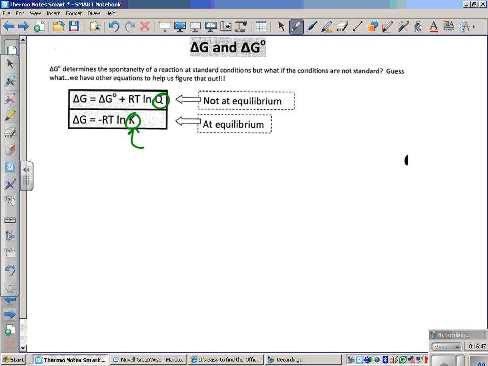These equations relate our equilibrium constant. This is our equilibrium constant. And if you remember, this is our equilibrium constant Q when we're not sure if we're at equilibrium. So when we're not at equilibrium, we can use this equation. If we are given all your concentrations of where you're at right now, you can plug those into a Q and plug that in with the ln and take the R and the T and add it to the delta G standard. And you can figure out what the delta G's are at non-standard conditions.